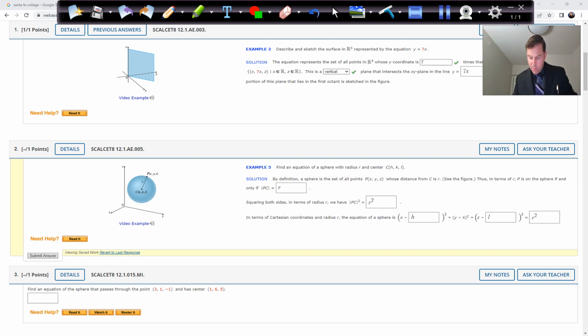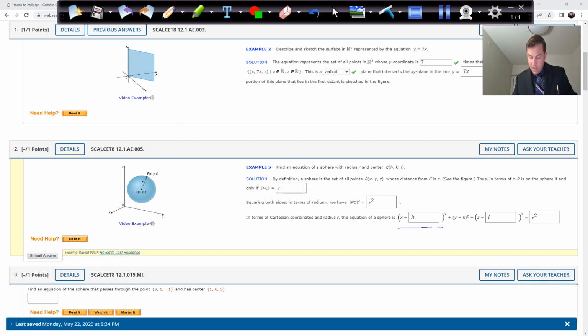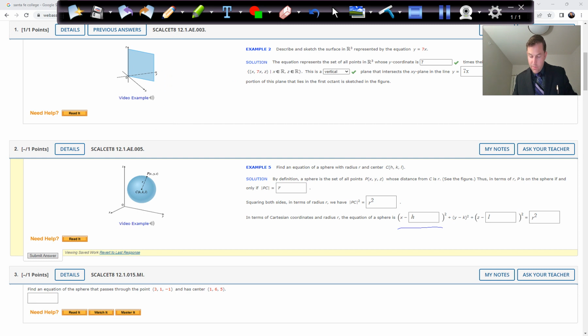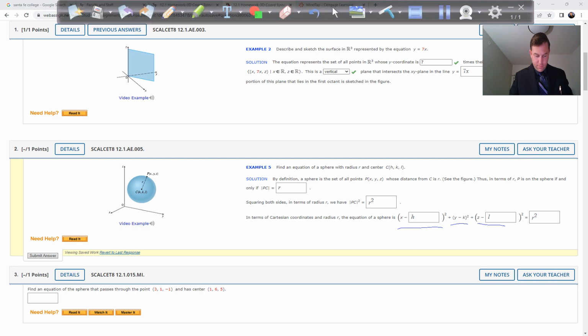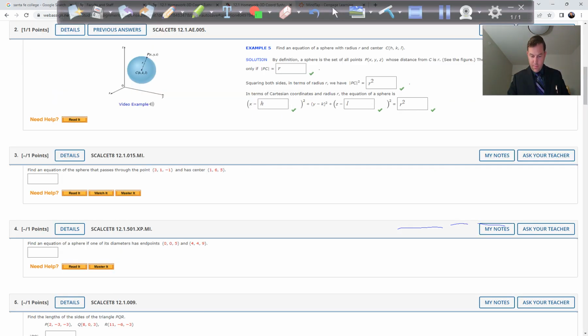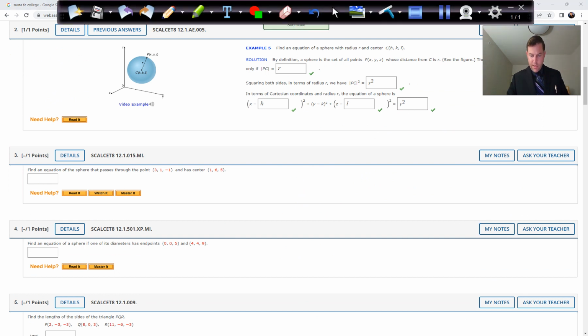It's the x-coordinate minus the center's x-coordinate, plus the y value of the point minus the center's y value, which is k, z minus the z coordinate of the point, which is l in this case for the center. And then you're squaring each of those terms. Okay, all clean and green there.